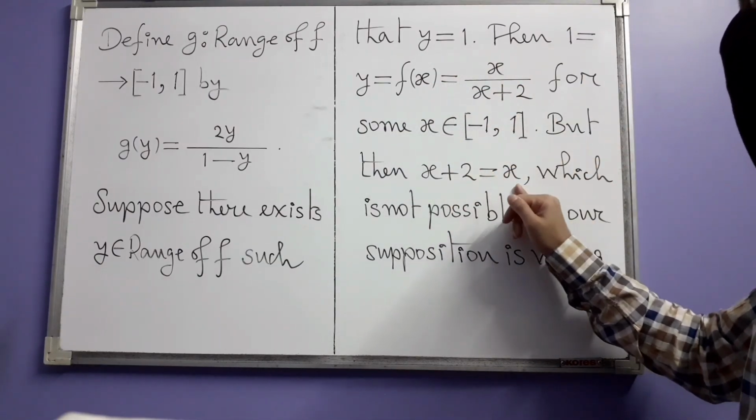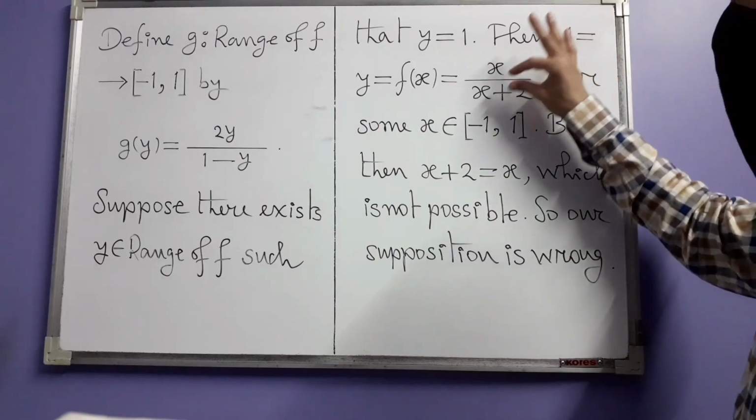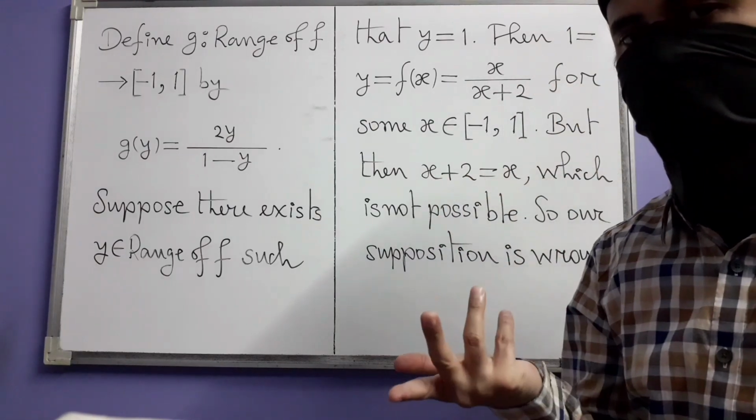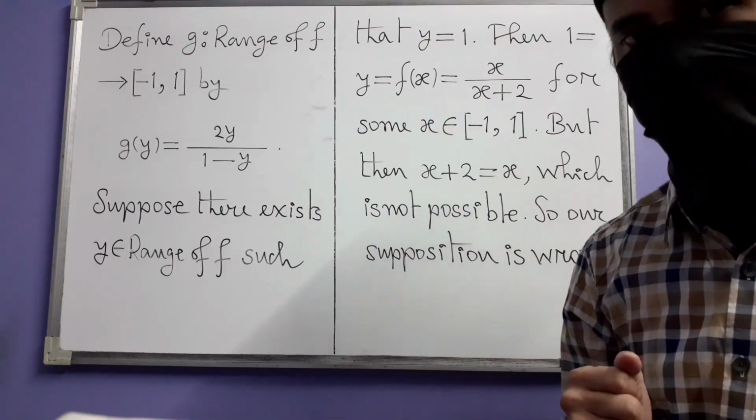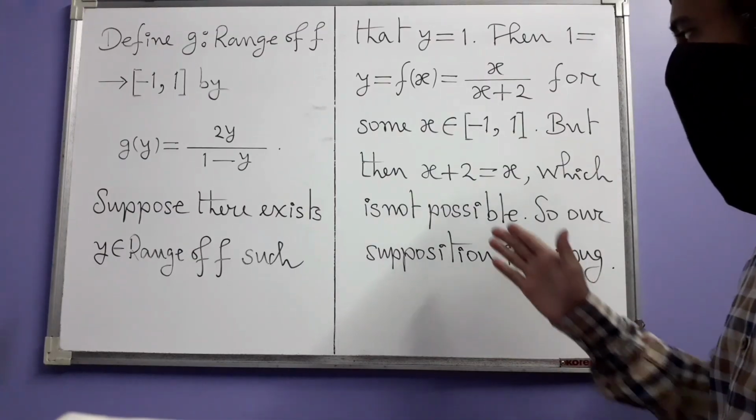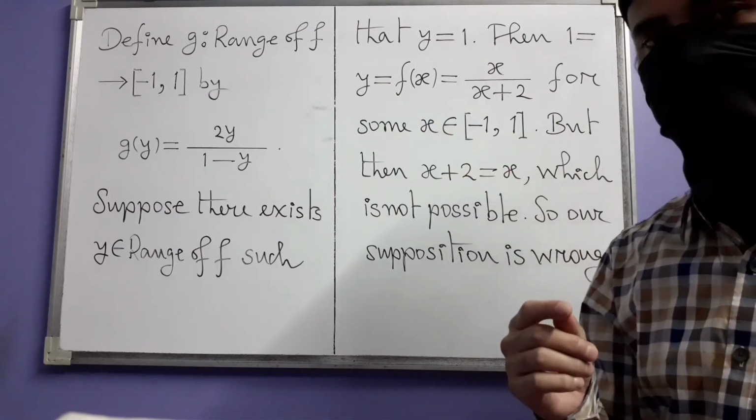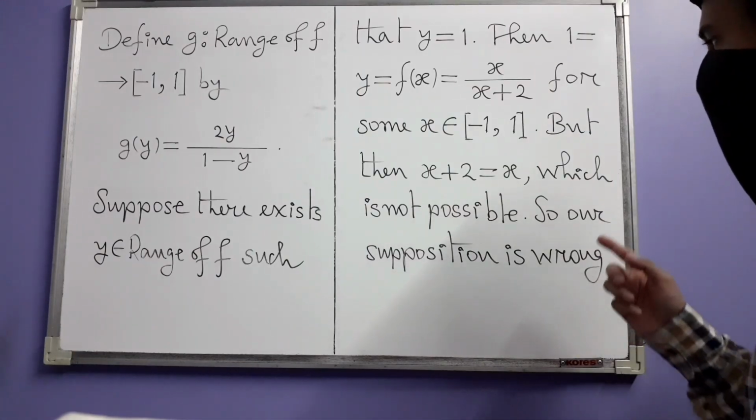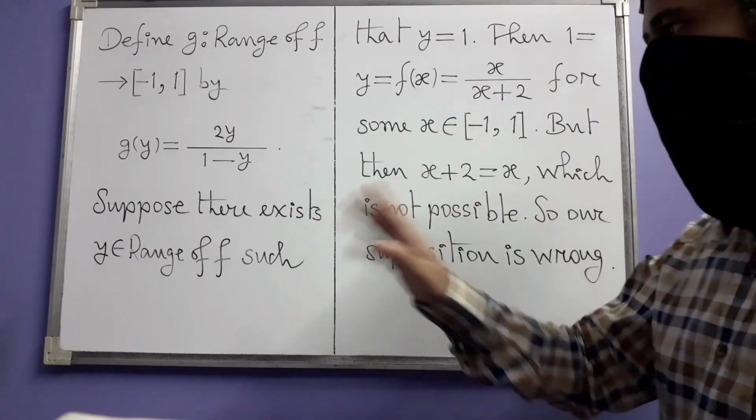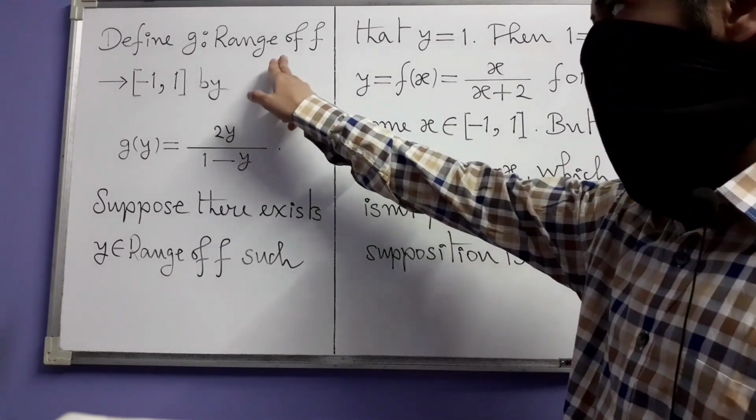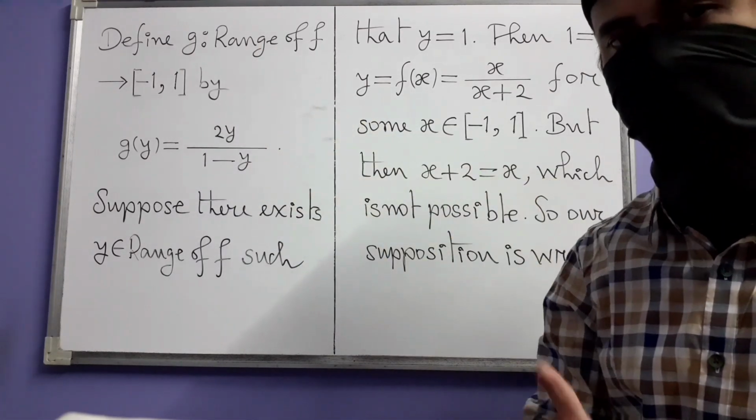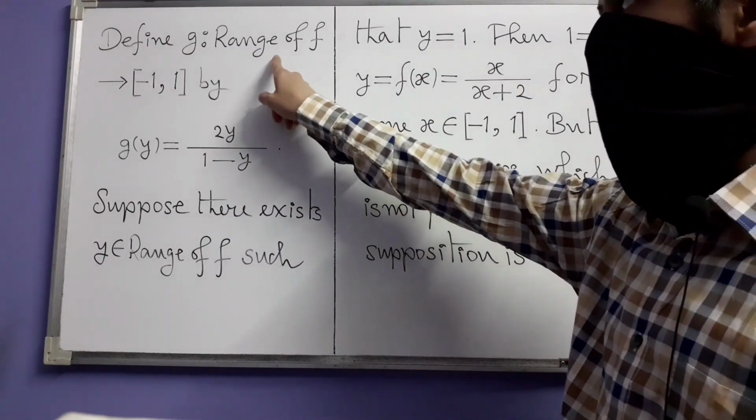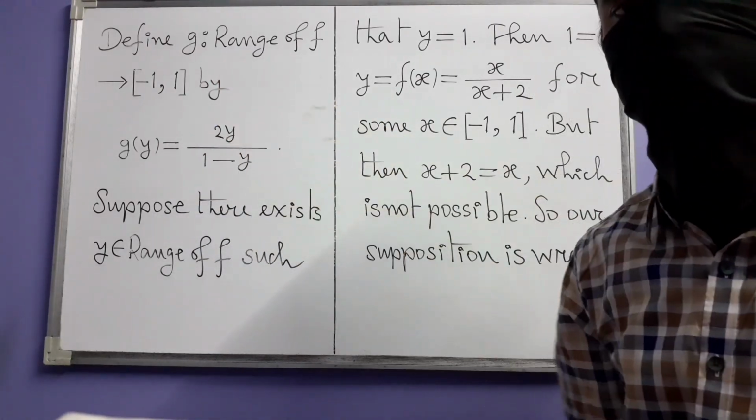But then this is what you are getting, because 1 is equal to x divided by x plus 2, so x plus 2 is equal to x. But this is not possible for any real number x. That's because if this is true, then you are getting 2 equal to 0, which is false obviously, and that is why our supposition is wrong. That means the range of f really does not have the number 1. So there is no danger in taking y from the range of f and using this formula.